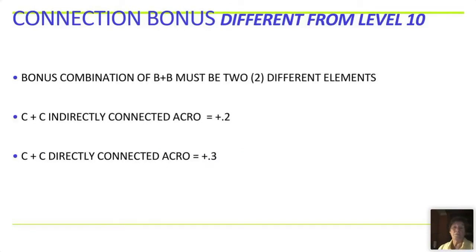All right, these are connection bonuses that are different from level 10, aside from the one that I just gave you. Bonus combination of BB, they both have to be different. So a front lay should automatically trigger to you that does not get bonus in NCAA. They have to be different. Front lay half, that's fine. A C plus C indirectly connected is a +2. And a C plus C directly connected is +3.